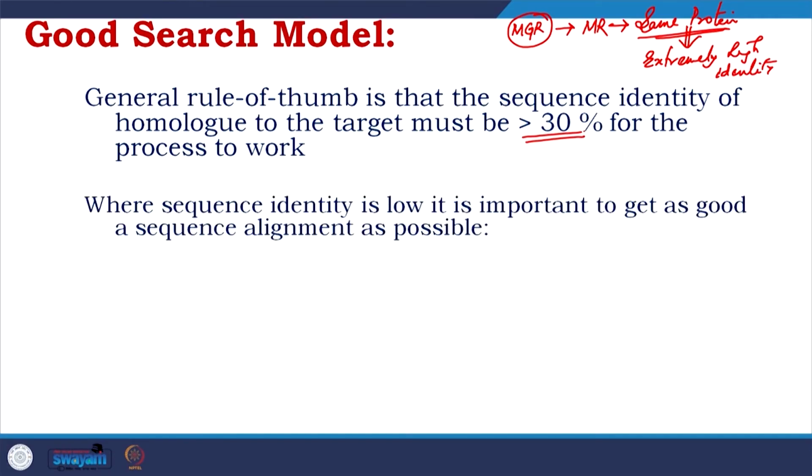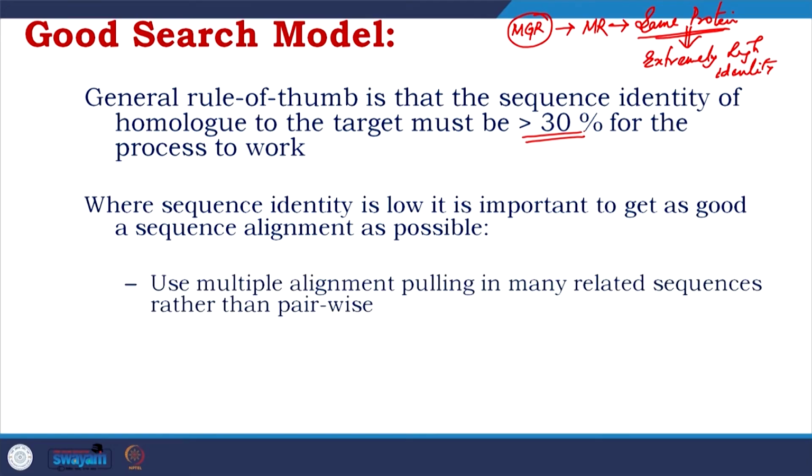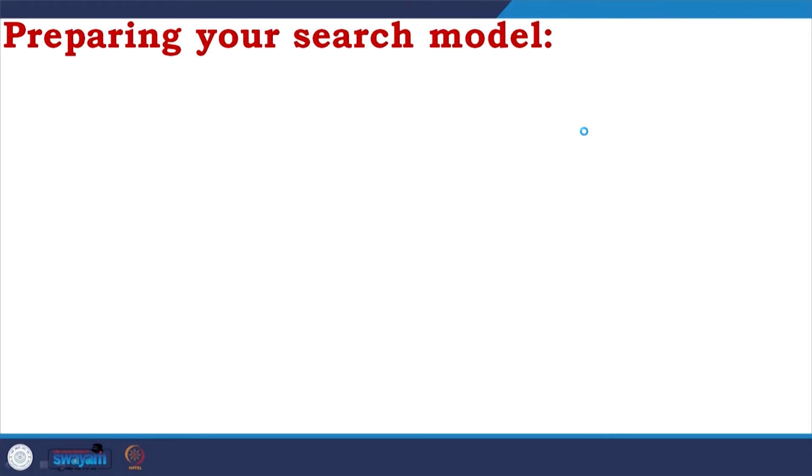Even when the sequence identity is lower than 30%, it is important to get as good a sequence alignment as possible. So, you could use multiple sequence alignment, pulling in many related sequences rather than pairwise. So, rather than looking at local search, you could go for global. Profile fitting alignment, like what could happen in BLAST.